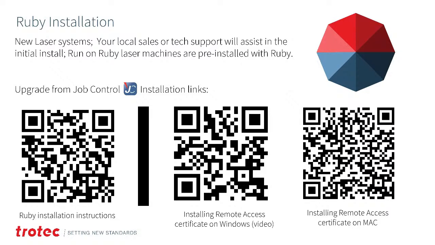Secondly, the question is also typically there are what we call certificates that need to be installed. Ruby is network-based. It doesn't work on the internet. It works on your local network. And so it needs to have an installation of what's called a certificate. And there's a video here that's going to actually walk you through how to install it on Windows, as well as instructions on how to install it on a Macintosh.